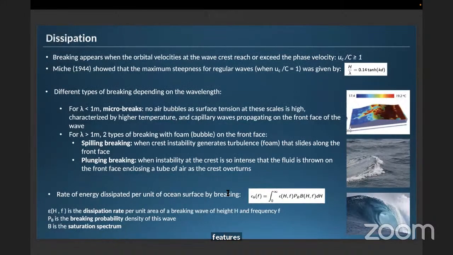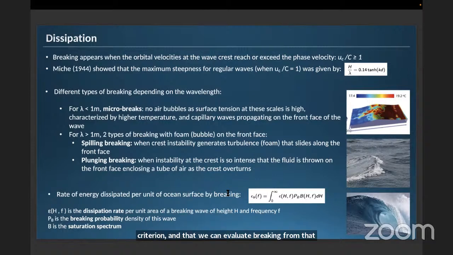Now, obviously, besides propagating, waves can dissipate by different phenomena, interaction with other things, but also just typically breaking. So waves, if the crest starts being faster than the rest of the wave, obviously they break. There were some works from Miche that showed that the maximum steepness of a regular wave is given by a given criterion, and that we can evaluate breaking from that.